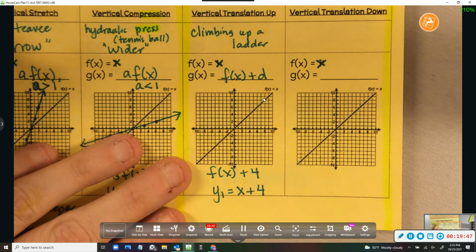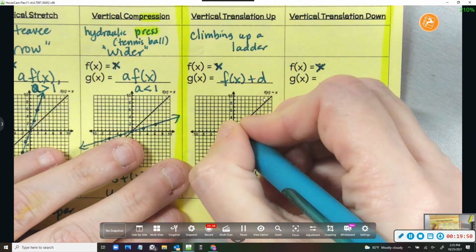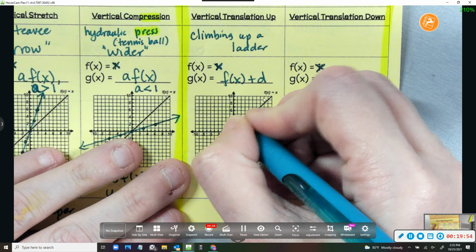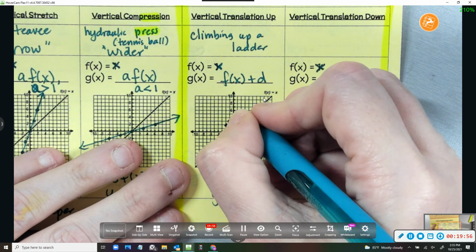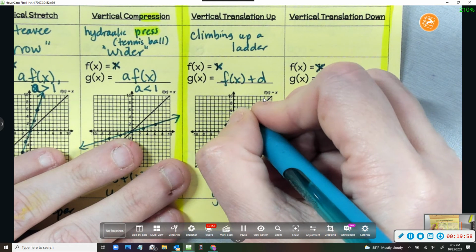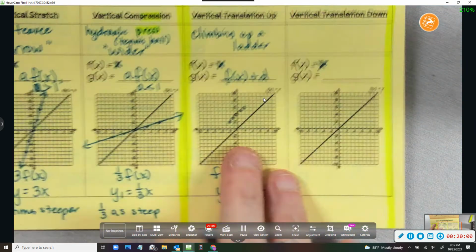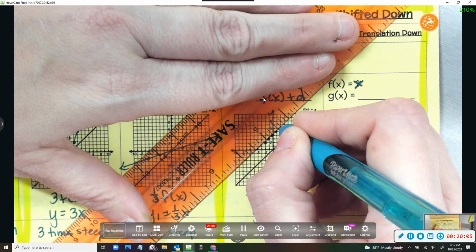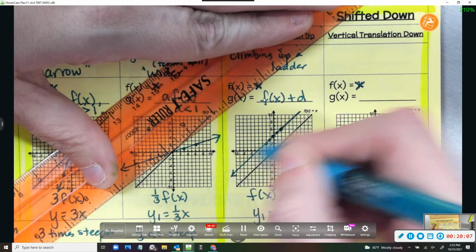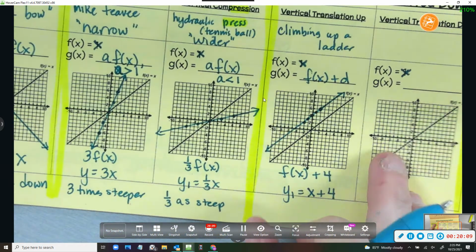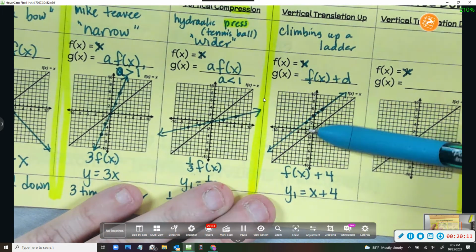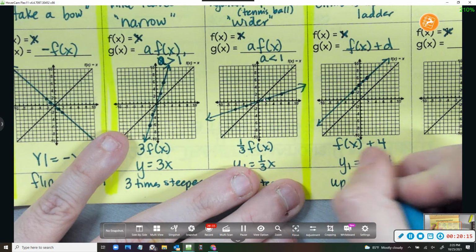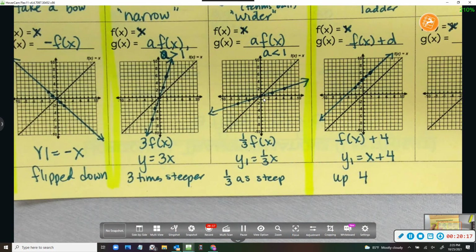Okay, so let me see what points I got. I got a point at -2, 2, a point at -1, 3, a point at 0, 4, a point at 1, 5, and a point at 2, 6. When I connect those points up, you can see that it just shifted up. The y-intercept just went up 4. So it's shifted up 4.